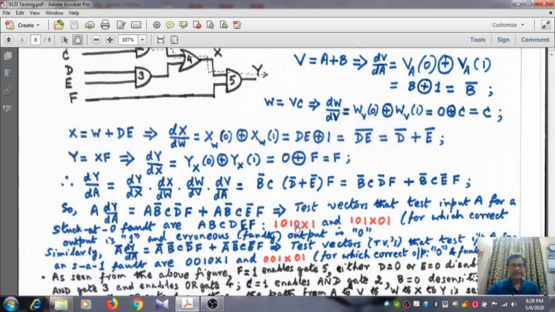But D and E can be 0 0, 0 1 or 1 0. Never D and E in this example, they are not simultaneously 1. Okay, so 1 1 is ruled out. So in all we get 3 test vectors.